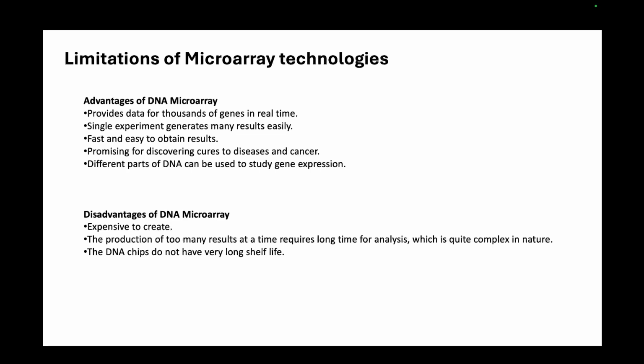And the production of too many results at a time requires a long time for analysis, which is also quite complex in nature. And these DNA chips also do not have a very high shelf life, so they are not that usable. So you can assume you have to make DNA microarrays for each single one of your experiments. It's not that you make one microarray and you can use it for all your PhD life or 5 years. It's not possible because they have a very short shelf life. So it's a little bit expensive on that front because you need to make it every time.